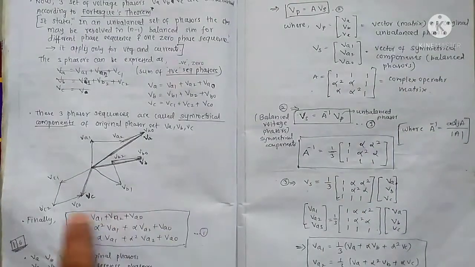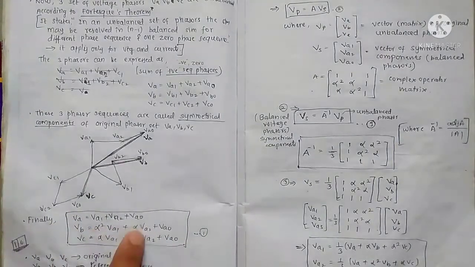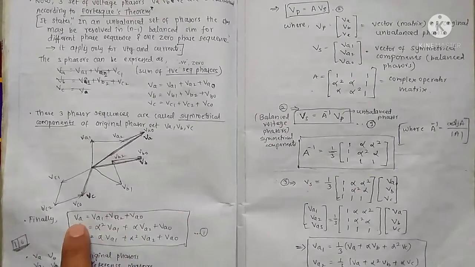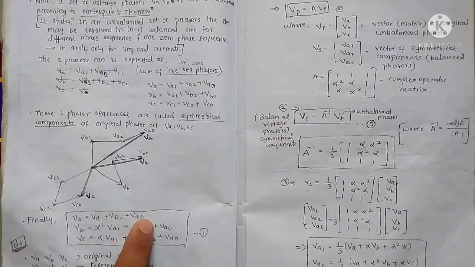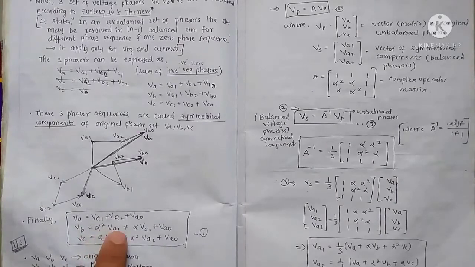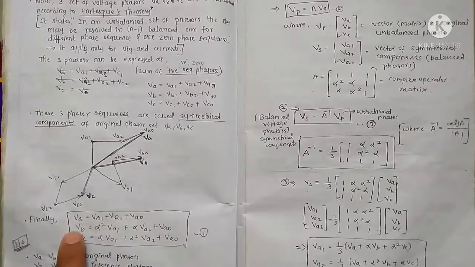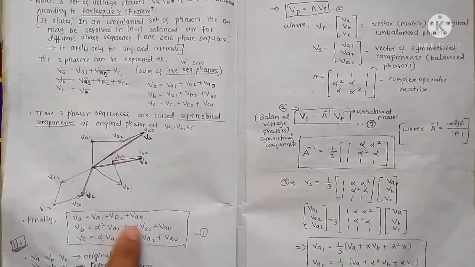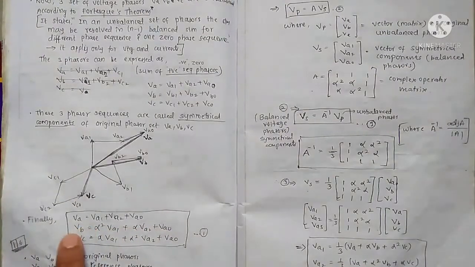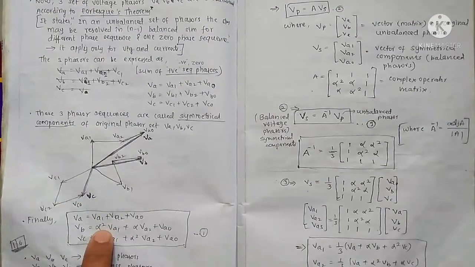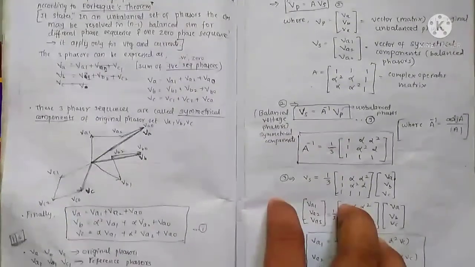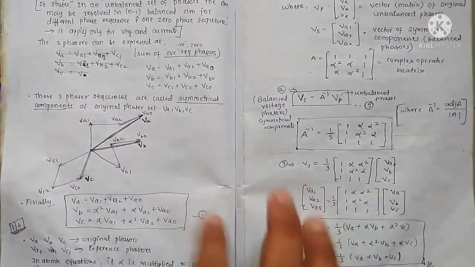Just replacing all these things, we get this very important equation, right? Unbalanced voltages in terms of symmetrical components. VA is equal to VA1 plus VA2 plus VA0, and VB is equal to alpha square times VA1, and so on. First you remember this alpha square. For VA we don't get anything. For VB we initially get alpha square, and VC is the reverse case of VB, that is alpha. Done with this.